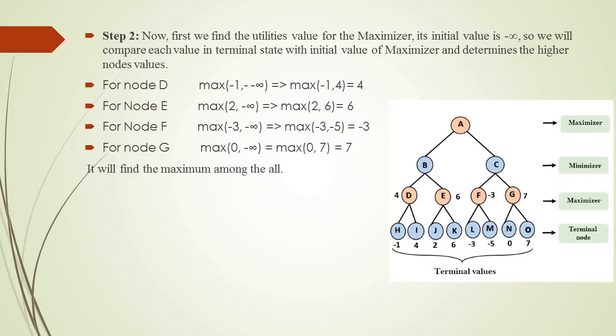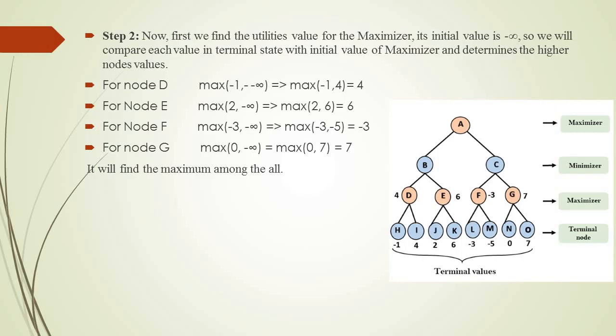For node E, we have to compare the values of node J and K. Maximum of 2 and 6 is 6. So E value is 6. For node F, we have to compare the values of L and M nodes. Maximum of minus 3 and minus 5 is minus 3. So F node value is minus 3.